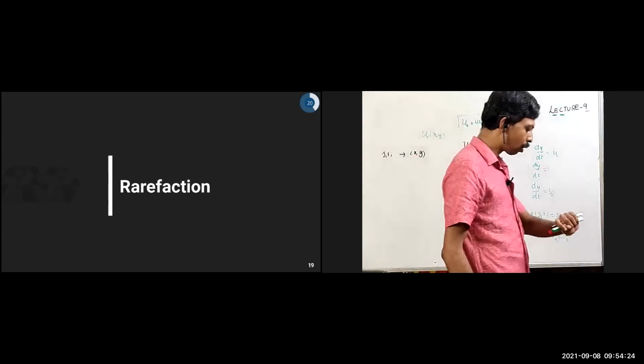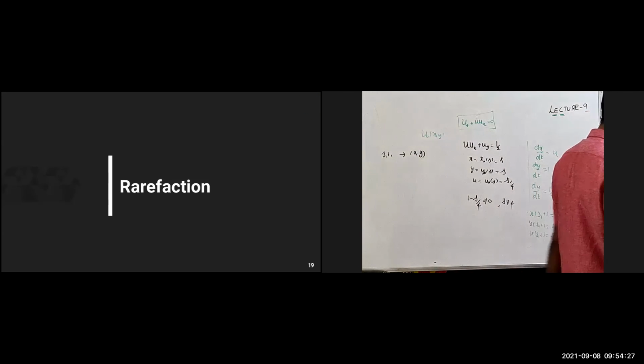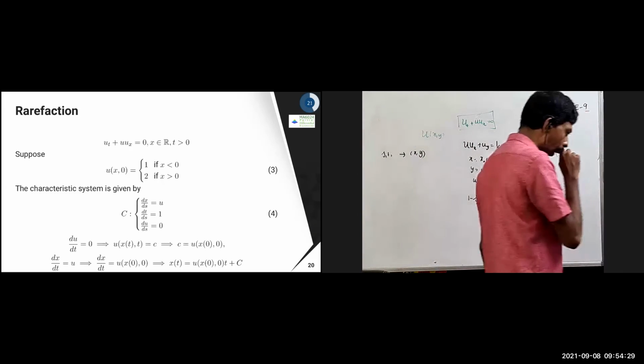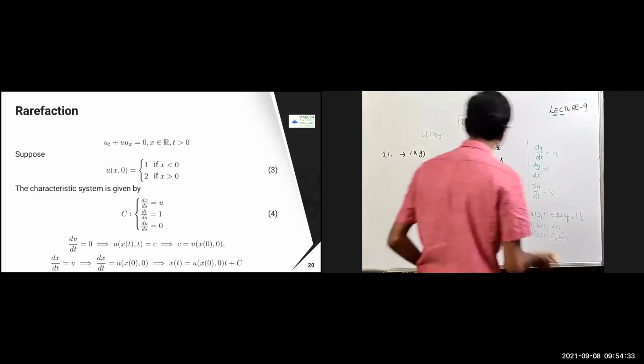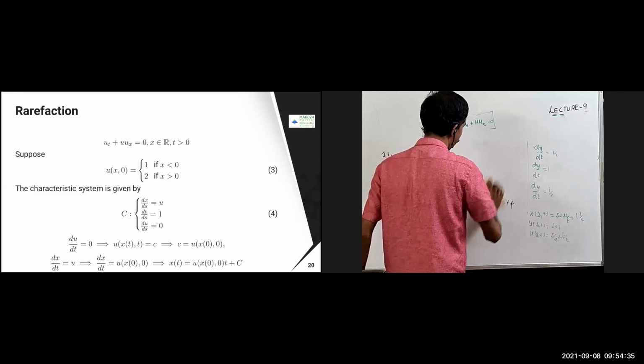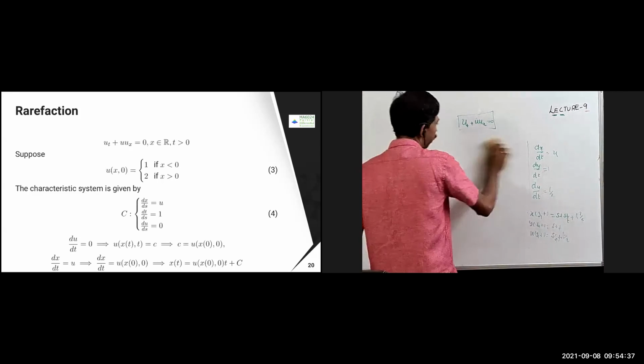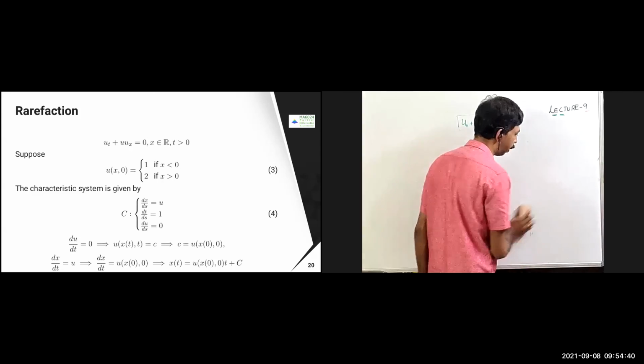Okay, so last 2 minutes. Now the ut plus ux equal to 0 problem. We'll take the initial condition at this one. Next class we'll see the shock wave problem. This class will just see the rarefaction. I'll just introduce it and then I'll leave it.